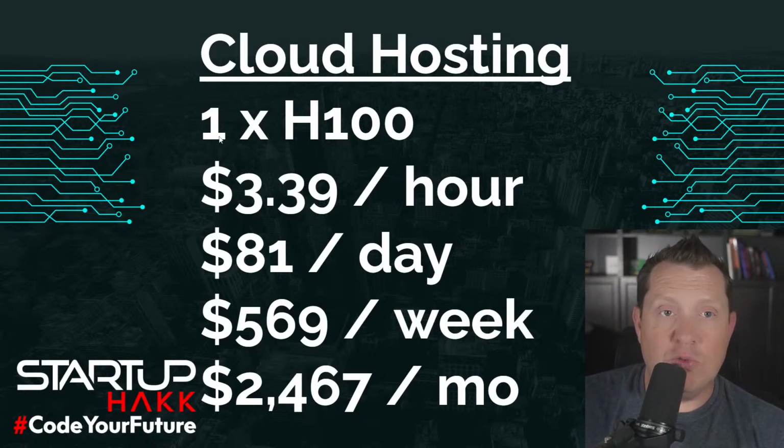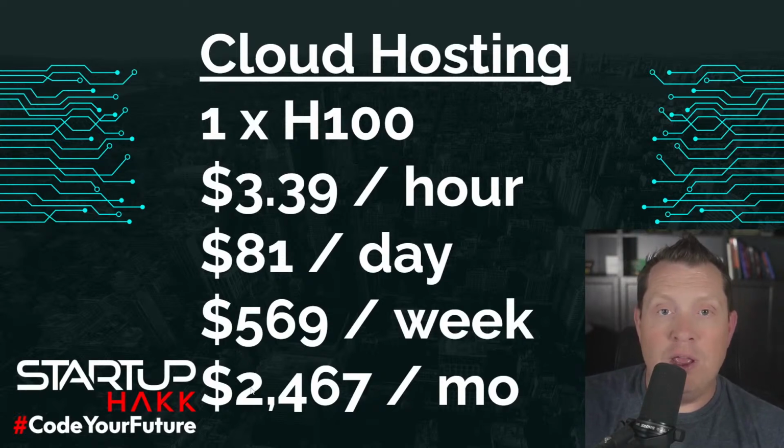But let's say you just want to do cloud hosting at first. So you want to run one H100, and I'll break down what this is as we get into the other models. This would be $3.39 per hour, which works out to $81 per day. Now that doesn't sound too bad. $569 per week. That's getting a little pricey. That's $2,467 per month. Now, you can't even run the largest DeepSeek model on this, right?